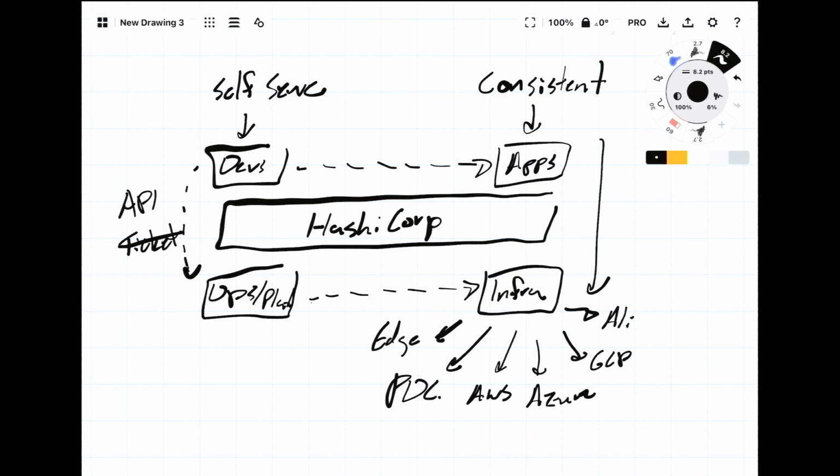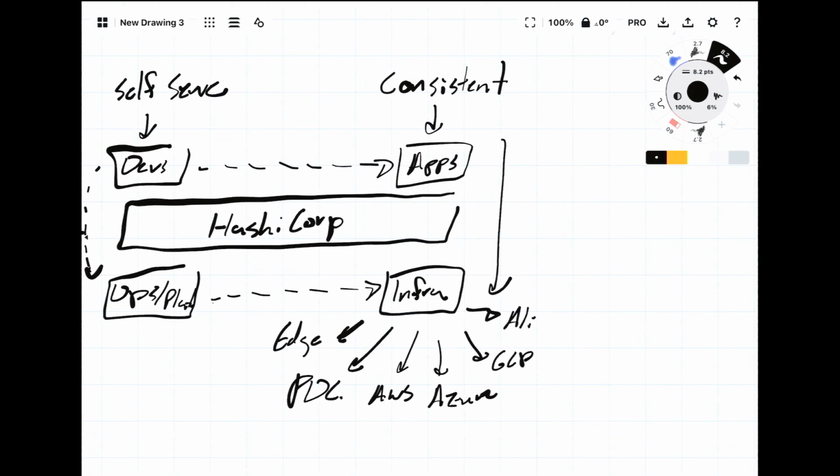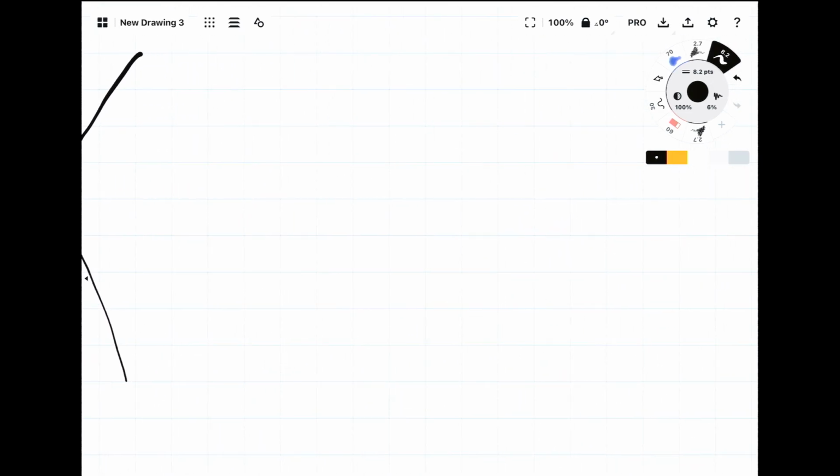So that's how we think about the very big picture of what we're trying to get to. Self-service for our development team so they can go as fast as they want, ultimately to deliver those applications, but then doing it in a way that's consistent across a multi-cloud environment. That's a very big problem space, as you can imagine.